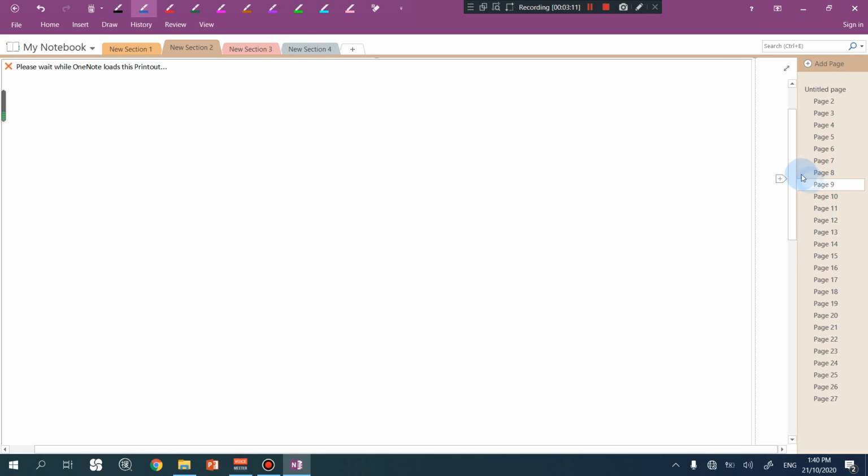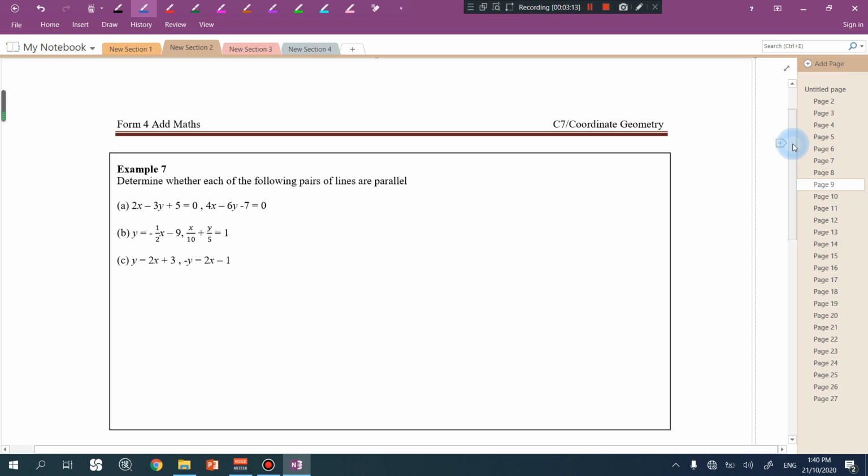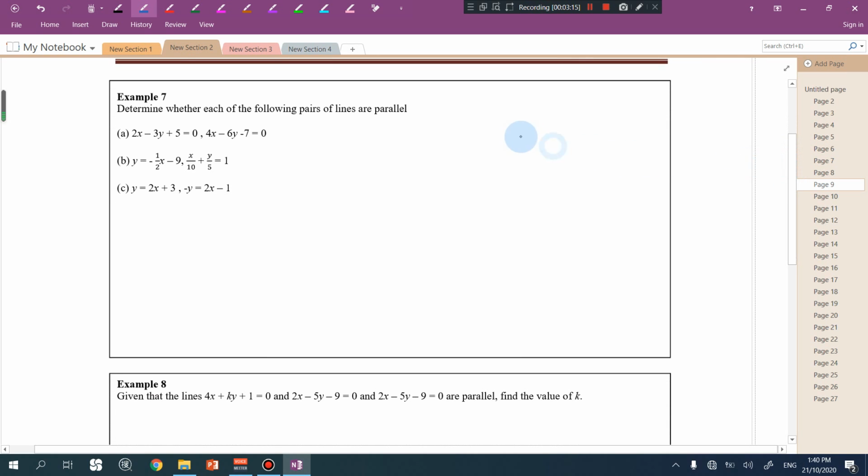Okay, now let's look at a few questions related to parallel line and perpendicular line. Determine whether each of the following pairs of lines are parallel. So parallel means that they have the same gradient, right? If their gradients are the same, then we can say that they are parallel to each other. So I think I will just show you B and C.